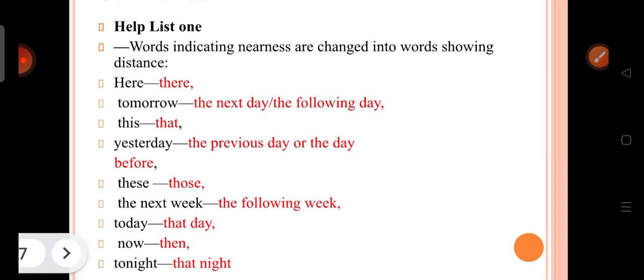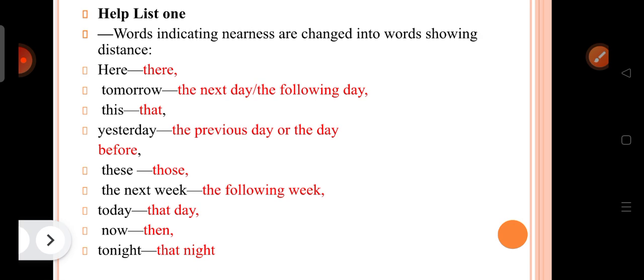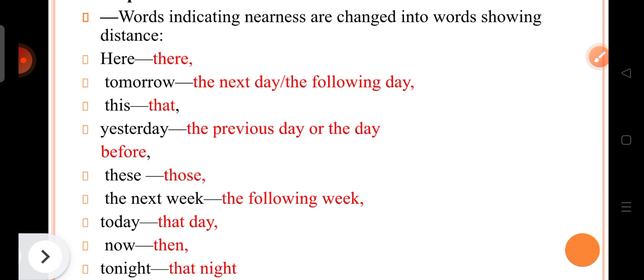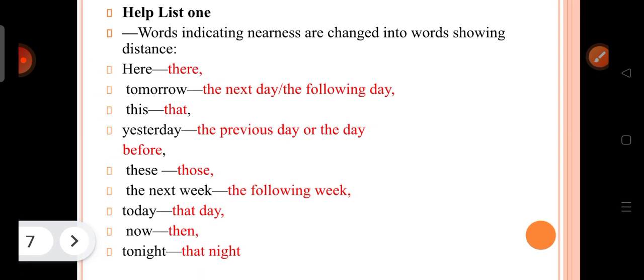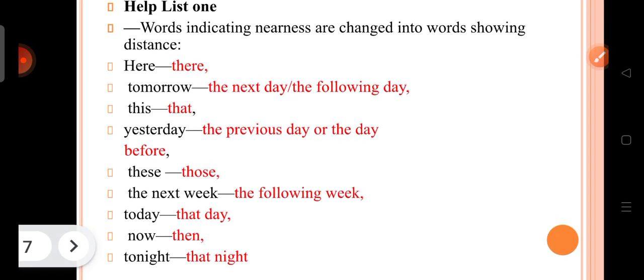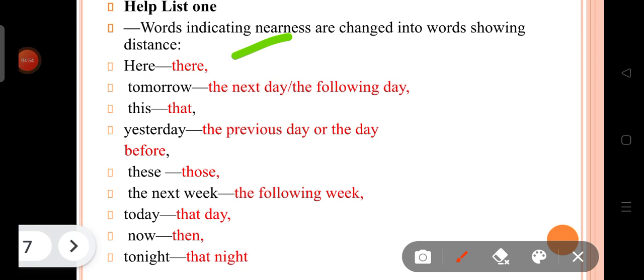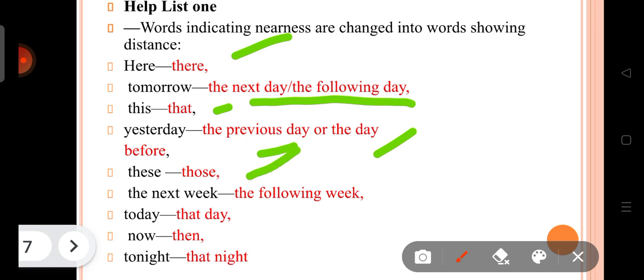Generally they become past tense. Now, the words which indicate nearness will indicate distance. Remember these so that you can answer well. Here becomes there, tomorrow becomes the next day or the following day, this becomes that. Yesterday becomes the previous day or the day before, these becomes those, next week becomes the following week, today becomes that day, now becomes then, tonight becomes that night.